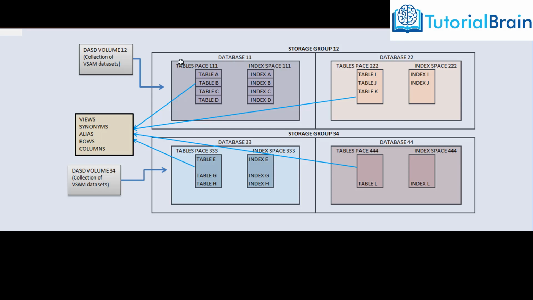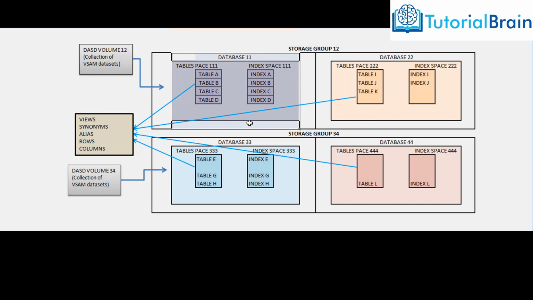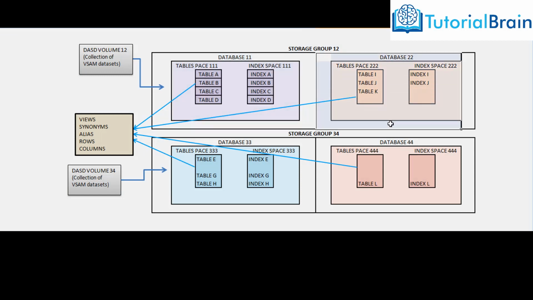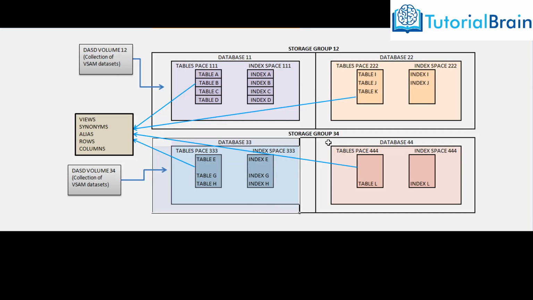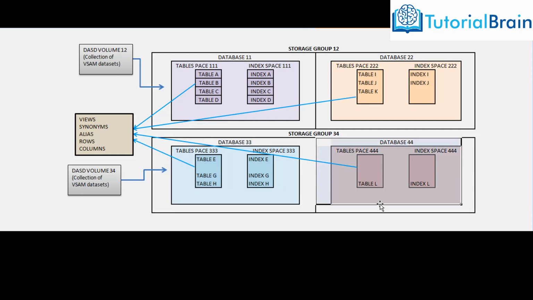You can see that here we have database 1.1, similarly this is database 1.2, similarly this is database 3.3, and we have database 4.4 as well. So in one storage group, you can have multiple databases. Similarly, you can have n number of storage groups as well.